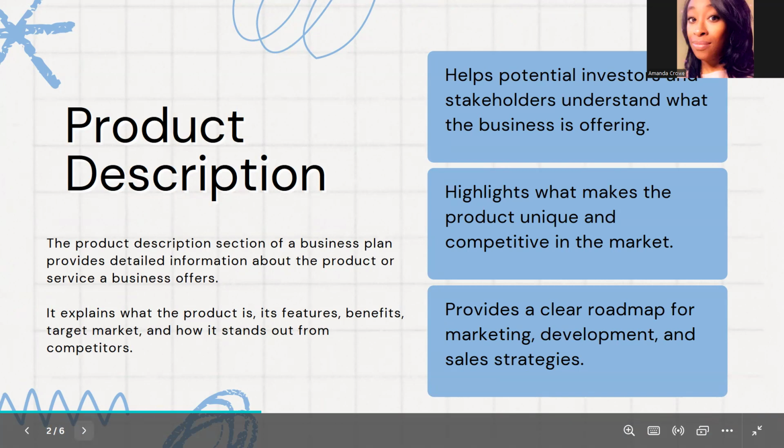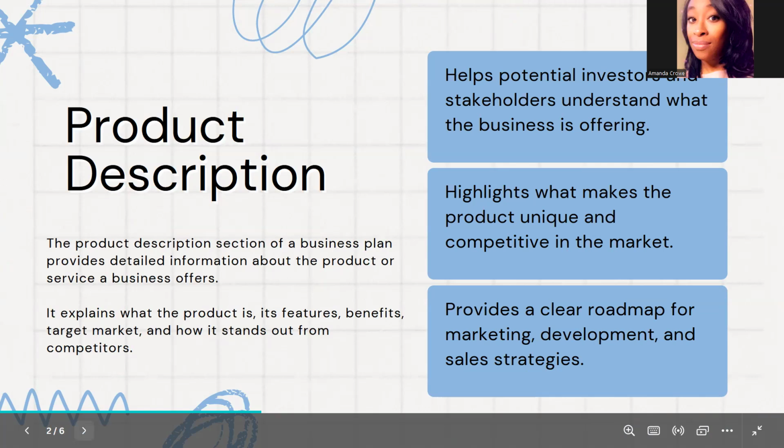Chances are your competitors probably will be offering the same or similar products or services. Why should your customers buy yours? Now, the product description section is important because it provides clarity. It helps investors understand what the business is offering. It shows how the company is different. It highlights differentiation, okay? And these are the unique and competitive elements of the products or services being offered versus what is being offered by the competition.